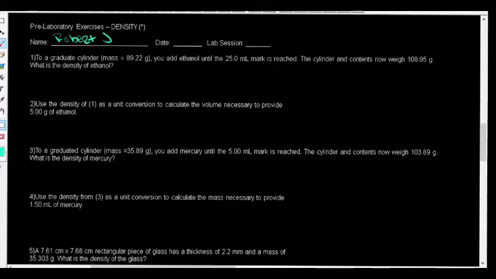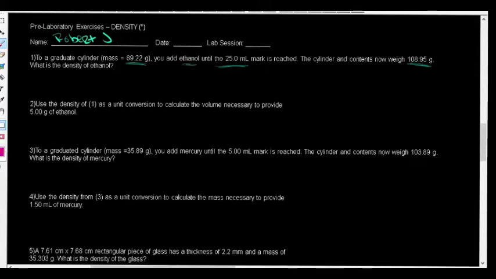To a graduated cylinder with a mass of 89.22 grams, you add ethanol until the 25 milliliter mark is reached. The cylinder now weighs 108.95 grams. What is the density of ethanol? So there's a couple things you're going to get from this in order to calculate your density. First thing you're going to grab is the fact that the graduated cylinder weighs this amount, and then it weighs this amount, and you're also going to grab that you have 25.0 milliliters of your ethanol.